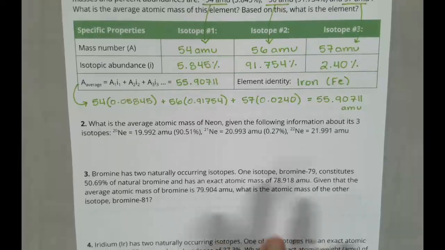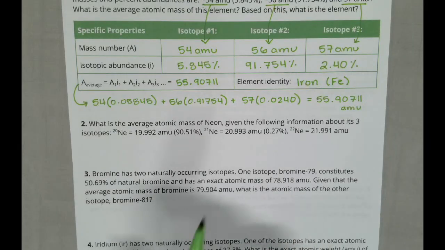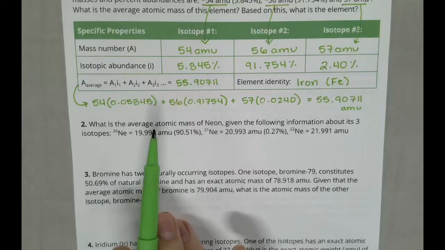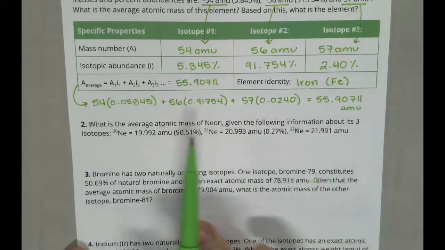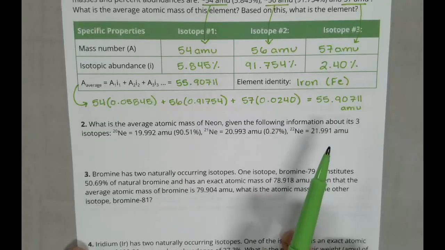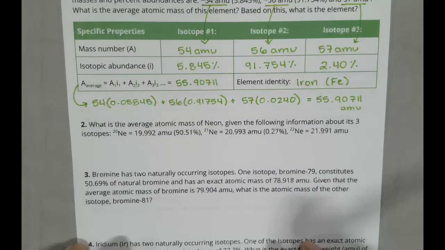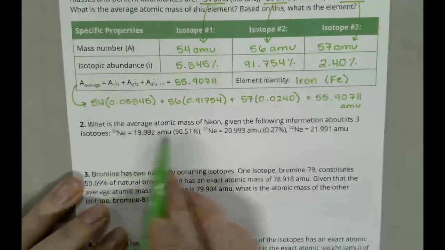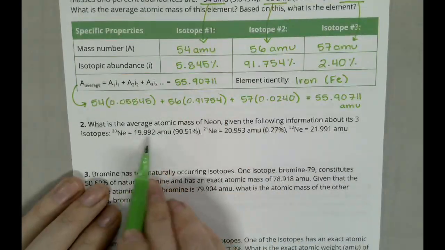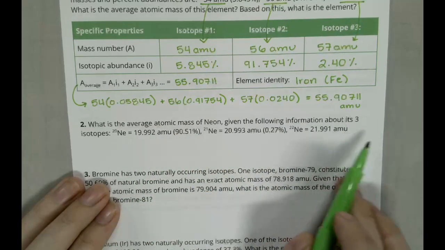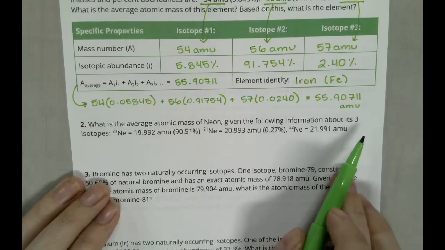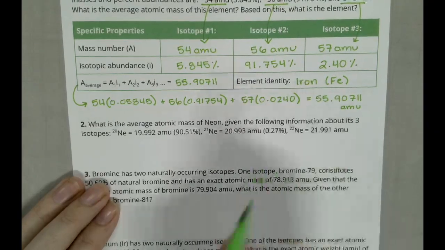All right, let's take a look at these other problems here. This next one is just totally straightforward, exactly the same as this one. So I'm going to give you a second to work this problem out. You can pause the video, work it out, and then I'll work it out with you when you come back. So here we go. Same thing. You don't have a table, but you do have the atomic masses, the abundances, and we're missing the percent abundance on this last one. Okay, so let's write this out.